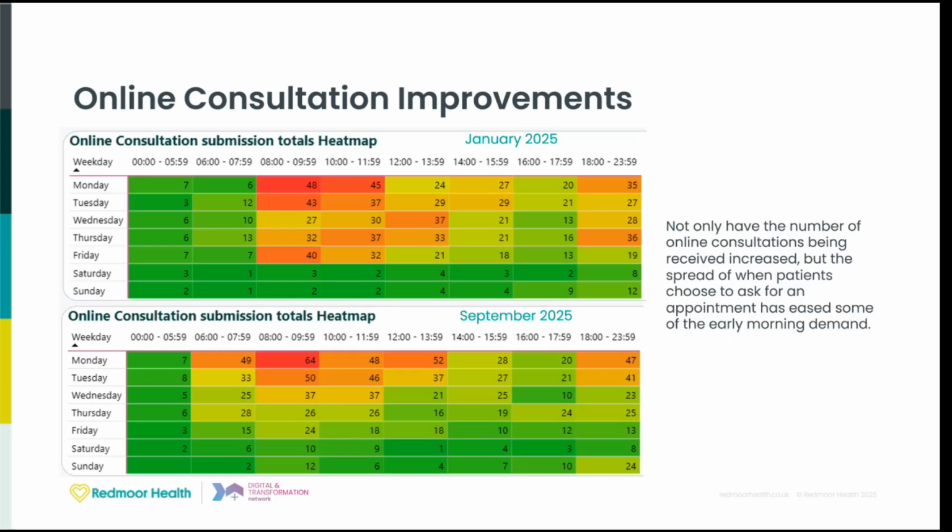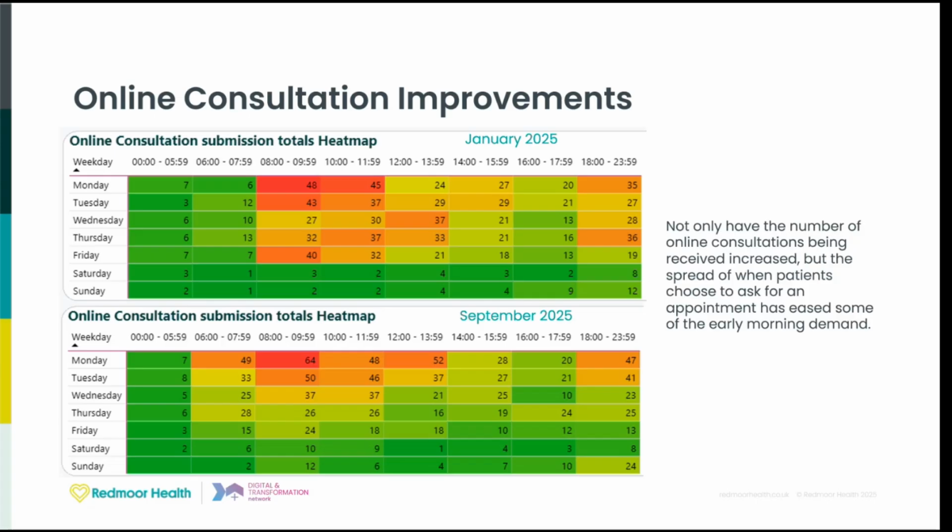And this slide shows just how the changes made to the online consultations affected when patients chose to contact the practice, not just how many contacts are coming in. So in January 2025, most online consultation requests were heavily concentrated in the early morning, particularly around the 8 to 10 a.m. window. And this mirrored the national rush hour seen with phone calls and created pressure on both clinical and admin teams at the start of the day.